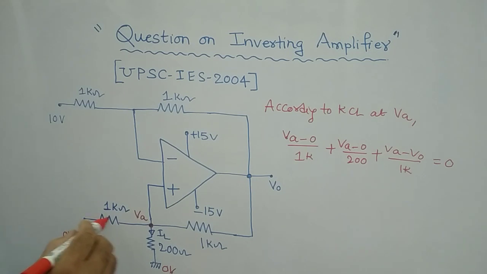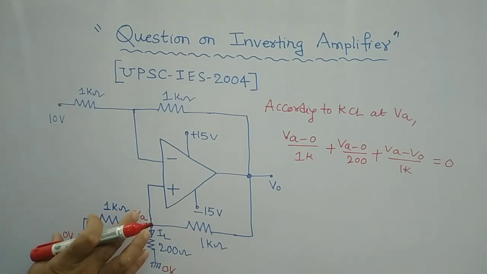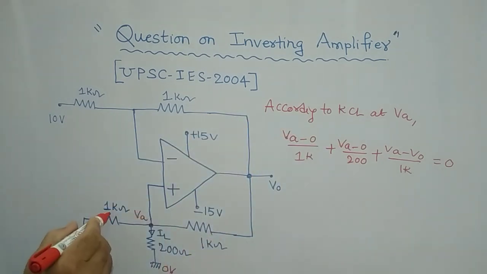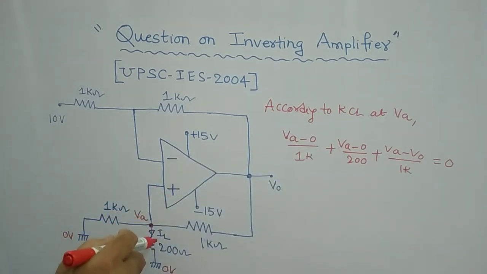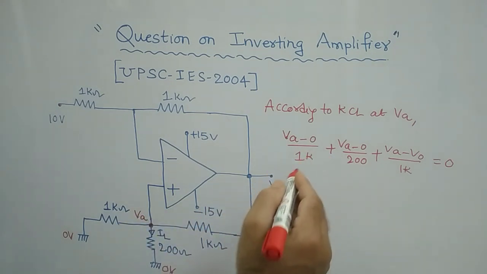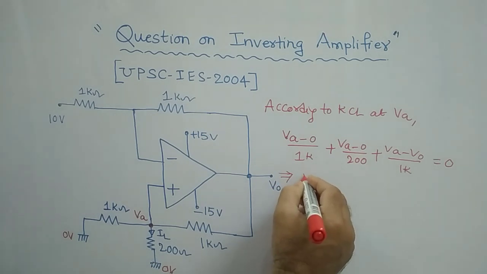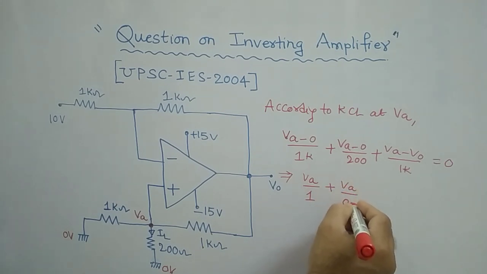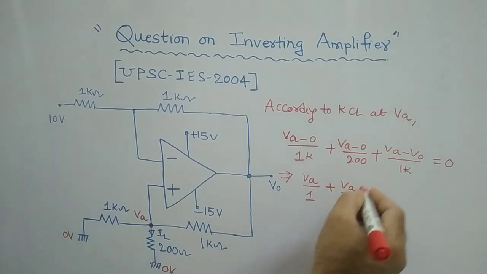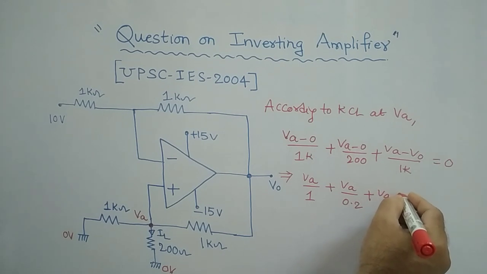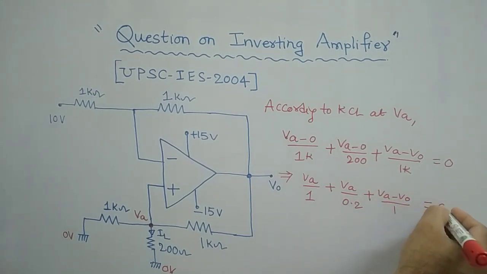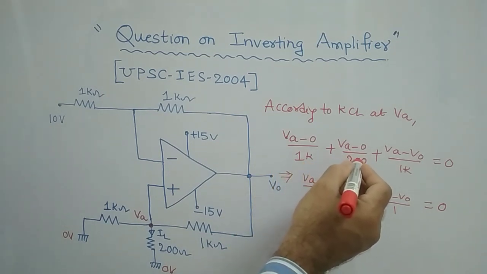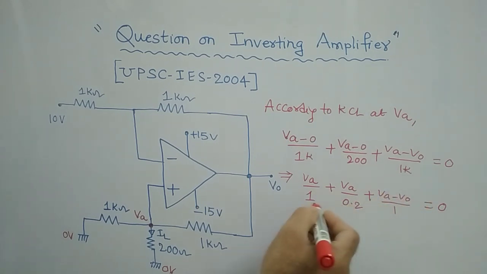In this 1 kilo ohm resistor, the current is V by R, the voltage difference VA minus 0 divided by R. Similarly for 200 ohms, (VA minus 0) by 200 ohms is the current flowing through it, which is nothing but IL. Similarly in the other 1 kilo ohm resistor, it is VA minus V0. Converting 200 ohms into kilo ohms gives 0.2, and all are in kilo ohms, so I am writing it straightforwardly like this.